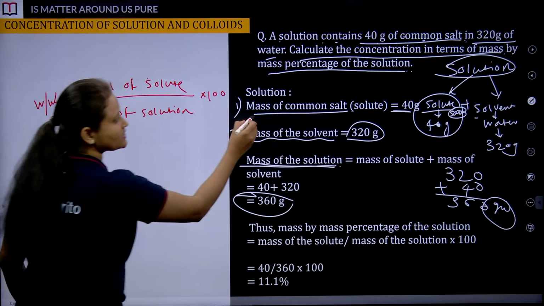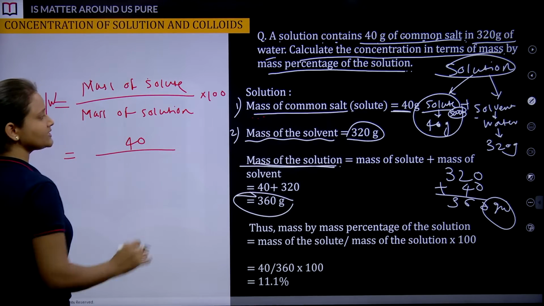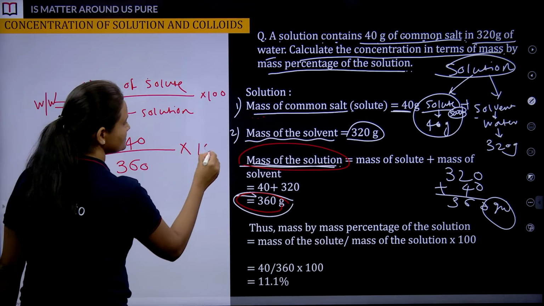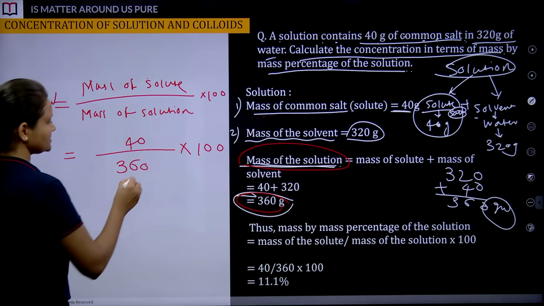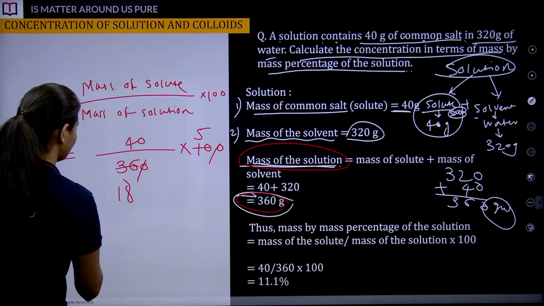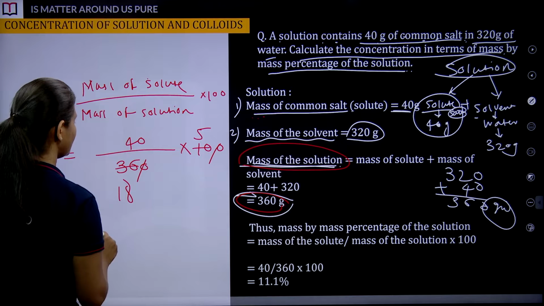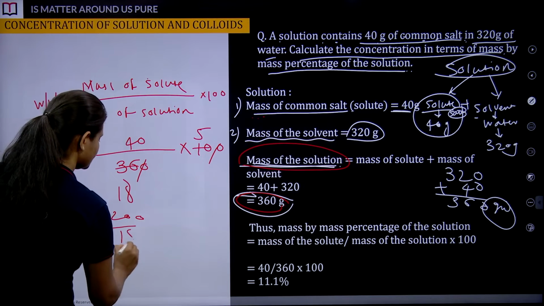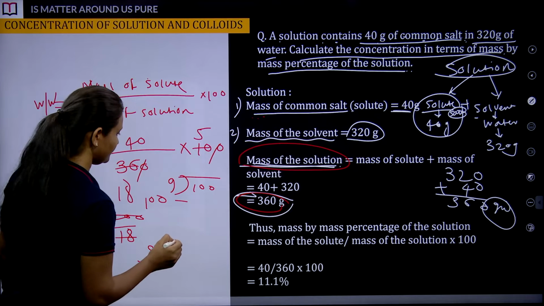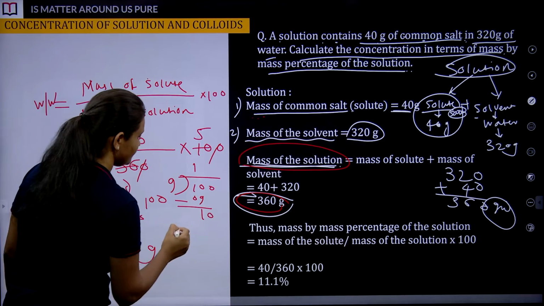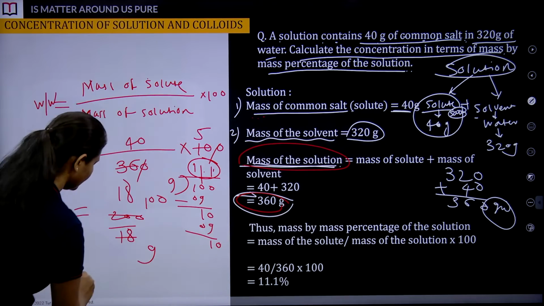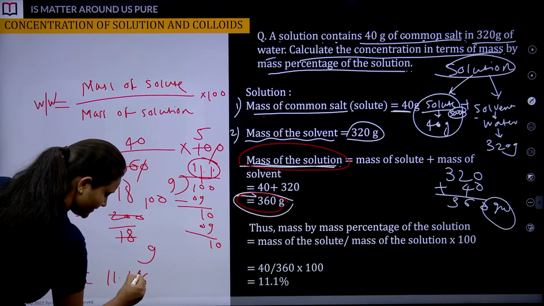So what is the mass of the solute? It's 40 gram, right? And mass of the solution, which we have calculated, is 360 gram. And we know it's percentage, that's why I need to multiply with 100. Let's calculate this. If you calculate it, you are going to get the answer. Quickly divide it by 10. It's 11.1 percentage.